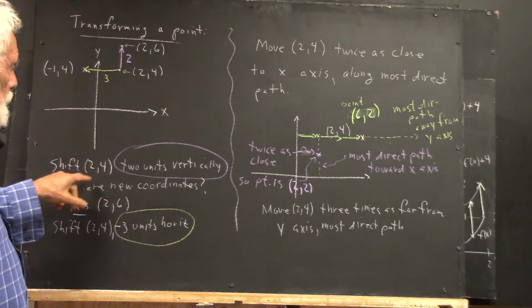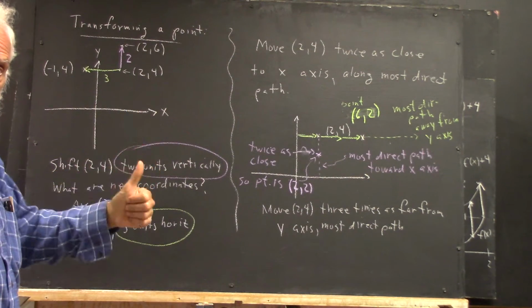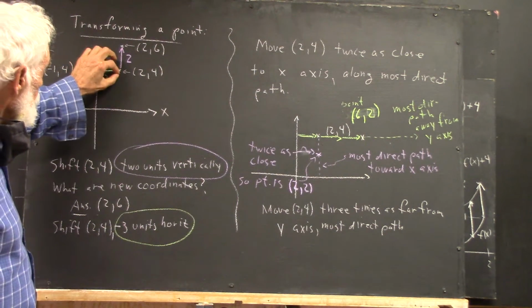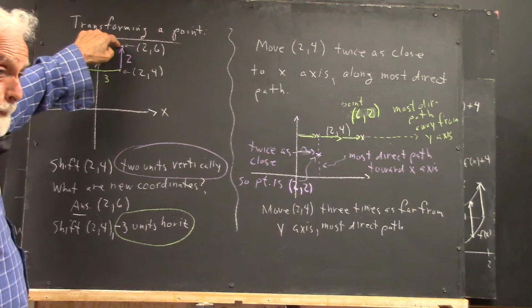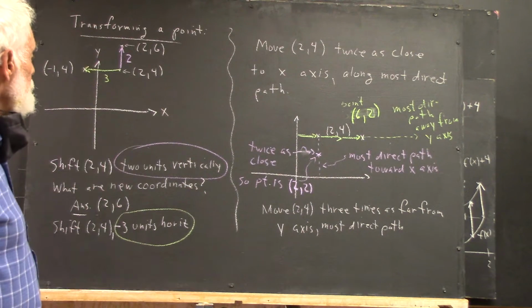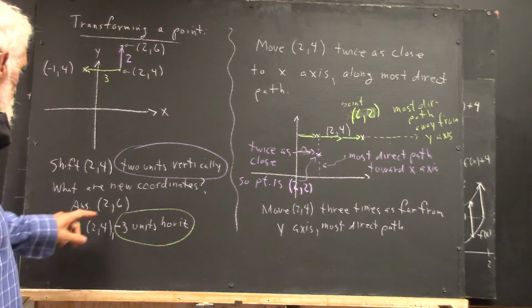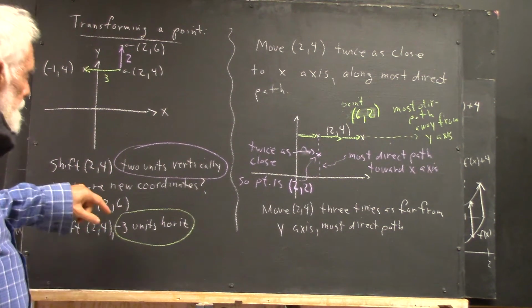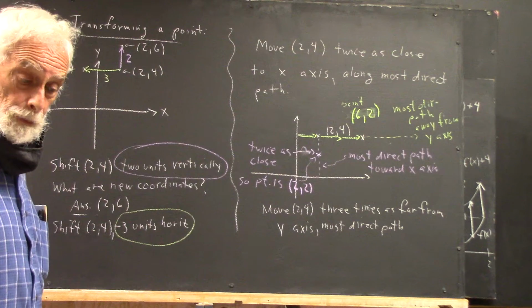To shift the point 2 units vertically means you move it upward 2 units, which means from (2, 4) you're going to go up 2 units and end up at the point (2, 6). So, here's your answer. Now to shift (2, 4) negative 3 units horizontally, what happens?